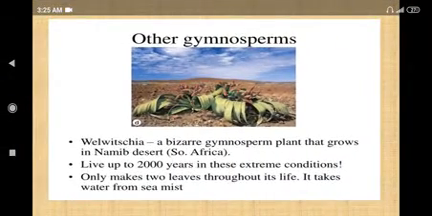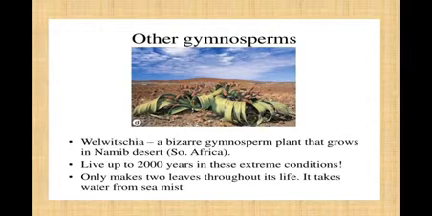Other gymnosperms. A gymnosperm plant that grows in the Namib Desert, found in Africa, lives up to 2000 years in these extreme conditions. Only makes two leaves throughout its life. It takes water from sea mist. So here is a special type of gymnosperm which is found in Africa. The specific quality of this gymnosperm is that it only makes two leaves throughout its life, and it takes water from sea mist, and it can bear extremely harsh conditions.